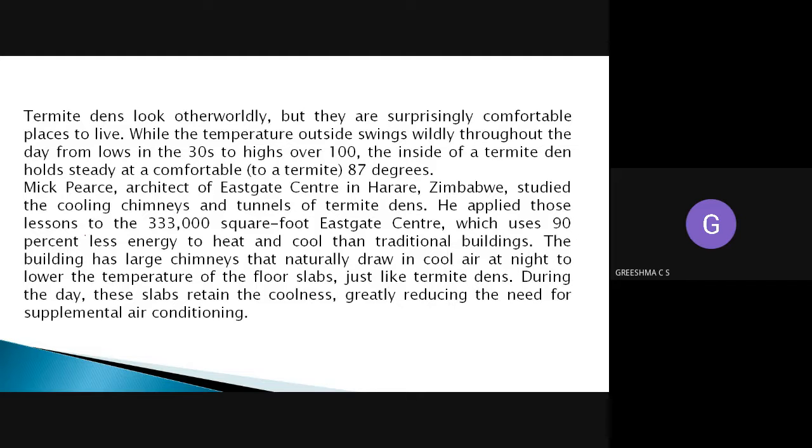Okay, the termite dens look otherworldly, but they are surprisingly comfortable places to live in. While the temperature outside swings widely throughout the day, from lows in the 30s to highs over 100 degrees, inside the termite den it holds steady at a comfortable temperature.